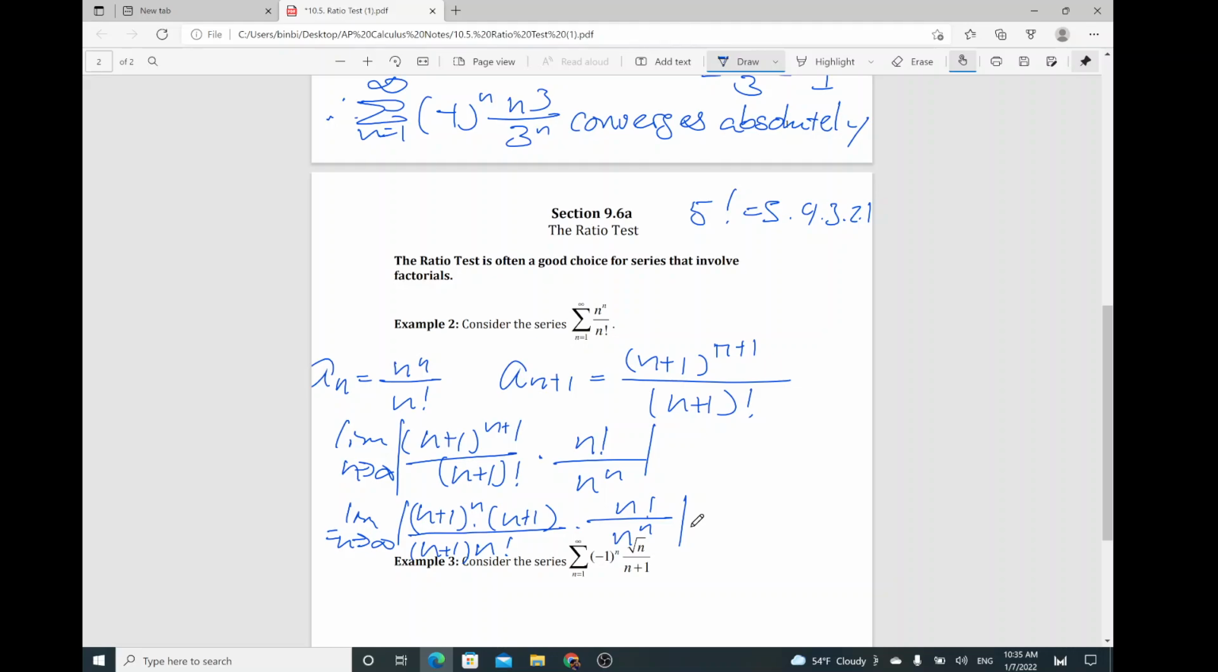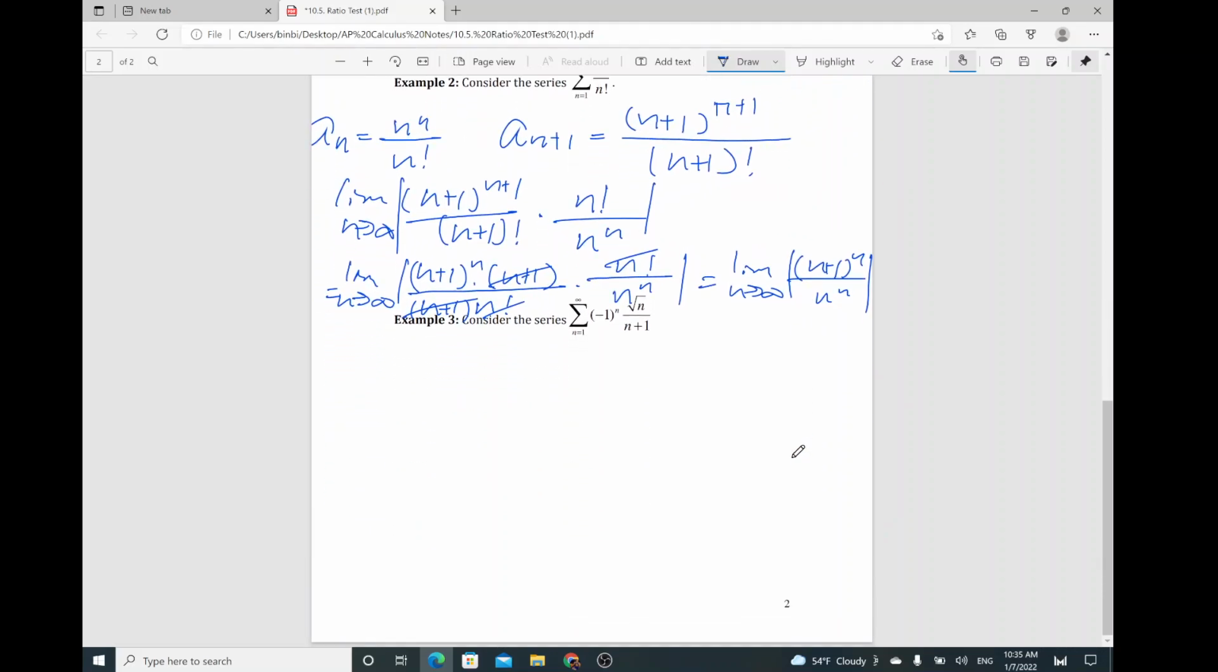Okay, so now things that we can cross cancel here. n factorial got canceled, n factorial got canceled, n plus 1 got reduced. And what's left here is just n plus 1 to the power of n over n to the power of n with the absolute value. So now got to be very careful with this, so I need a little bit more space. Okay, so let me just put it down here. So this one can be written as limit as n goes to infinity, n plus 1 over n to the power of n with the absolute value.